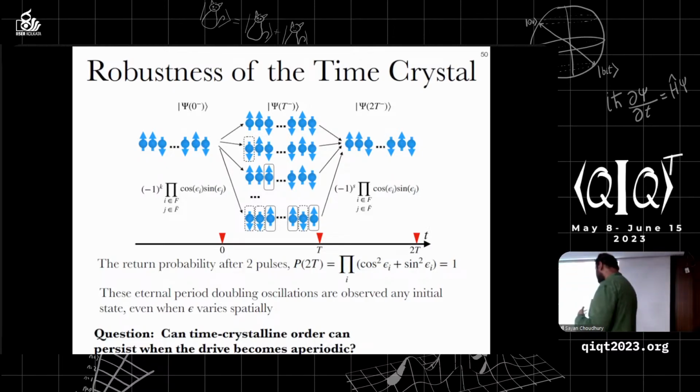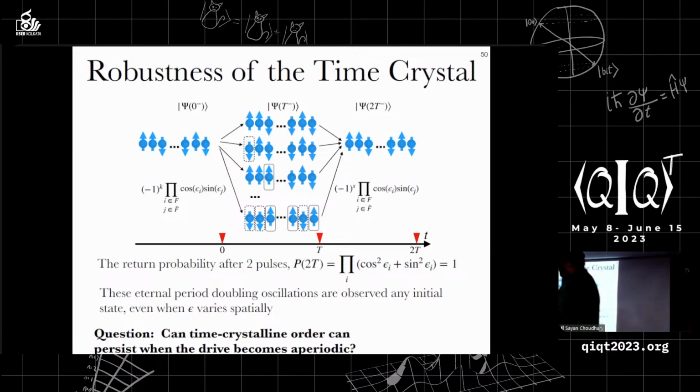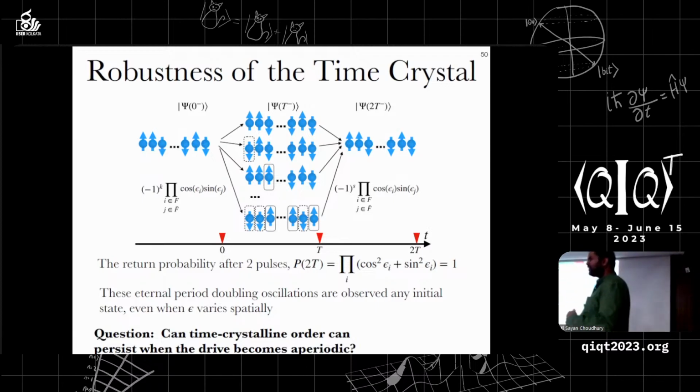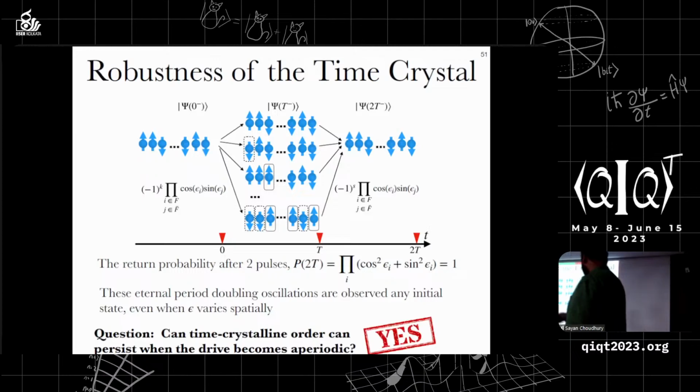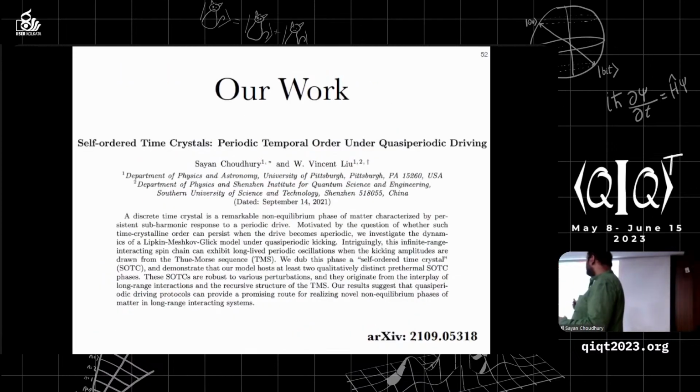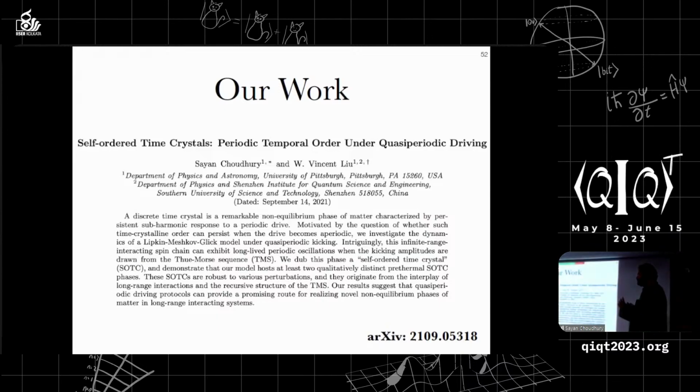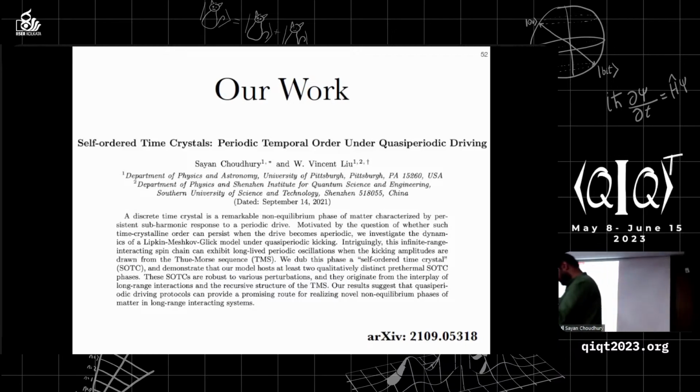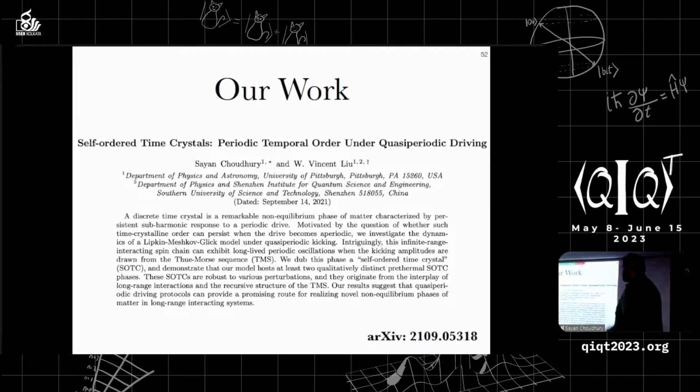One question I'm going to discuss now is what happens when this drive itself is no longer periodic. If your drive lacks periodicity, can you still recover a time crystal? Can you still get periodic oscillations? The answer to that is yes. I'm going to give you a variant on this model, where you can get periodic oscillations in a system where the pulse strength at every period T is a little different.